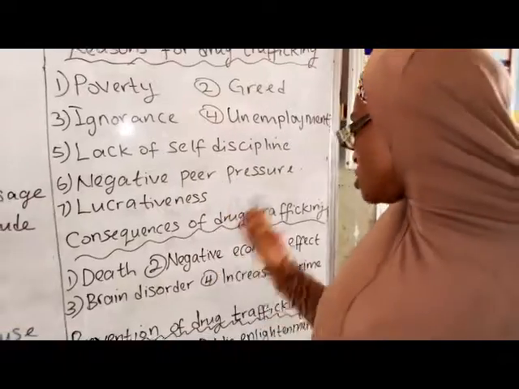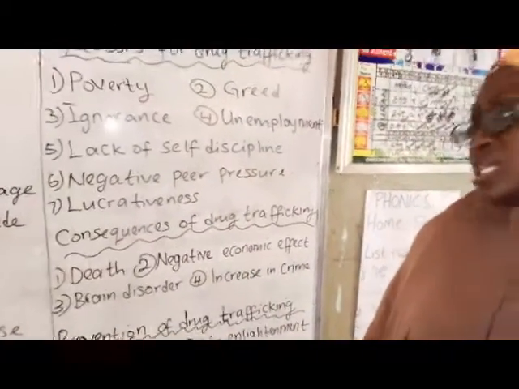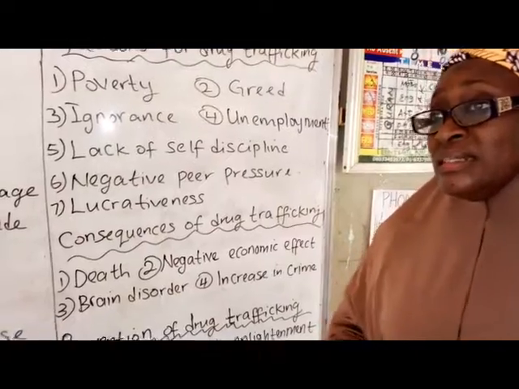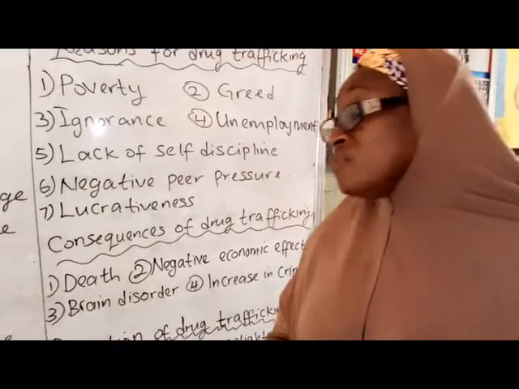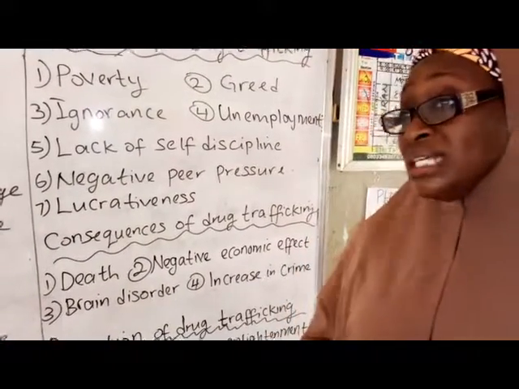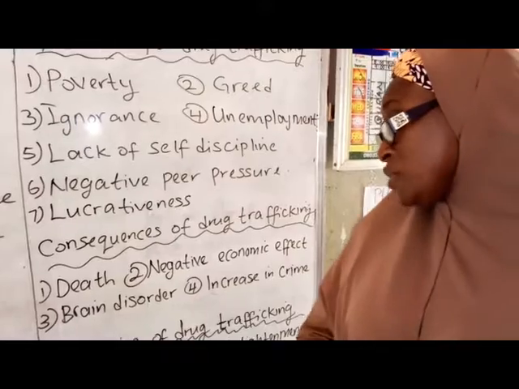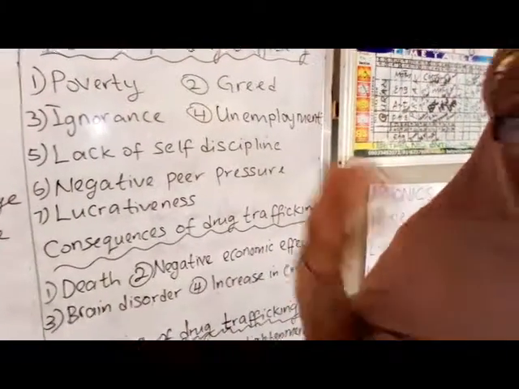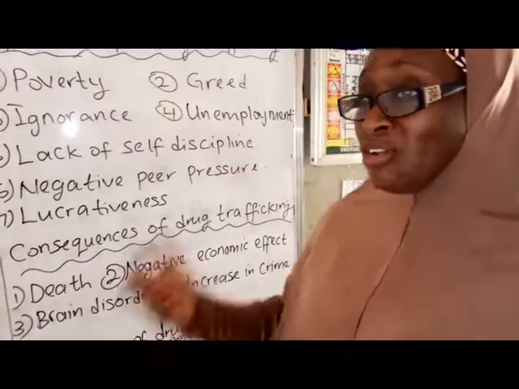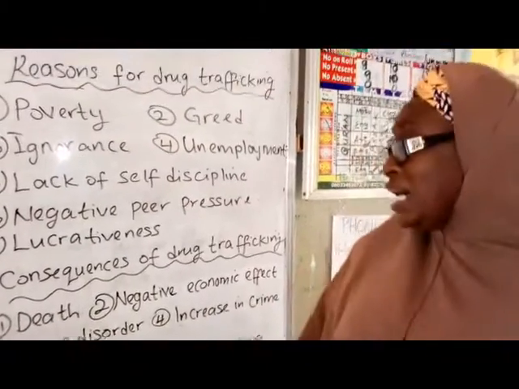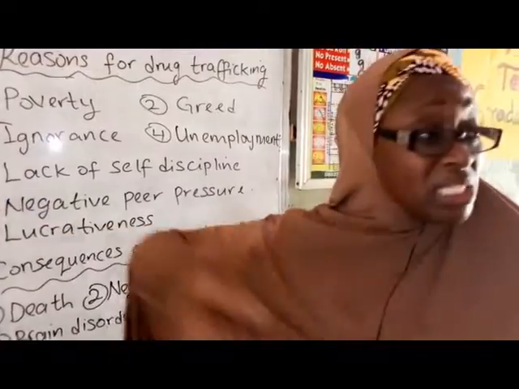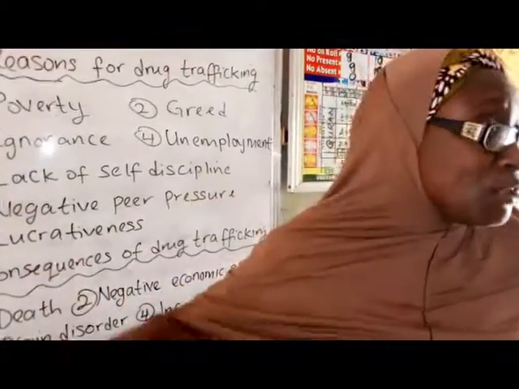So what are the consequences of drug trafficking? It has a lot of negative consequences. The first one is death. Some people that get involved in drug trafficking end up dying. Unfortunately, some of them die. Some become sick because of what they've been taking. It can affect their lungs, they can have cancer, lung damage, brain disorder. Some of them, you see them roaming the streets, already mad because of what? Taking drugs.